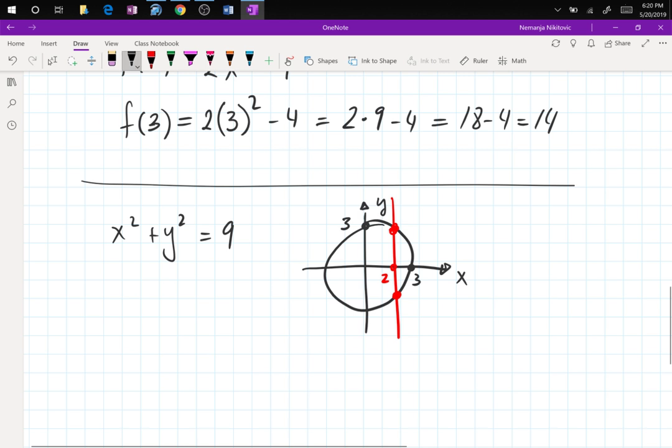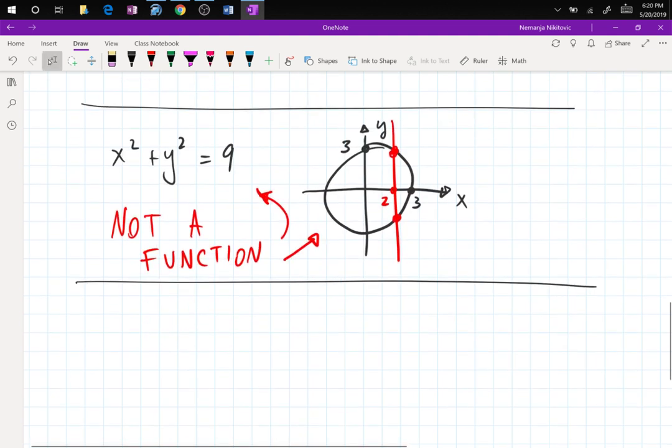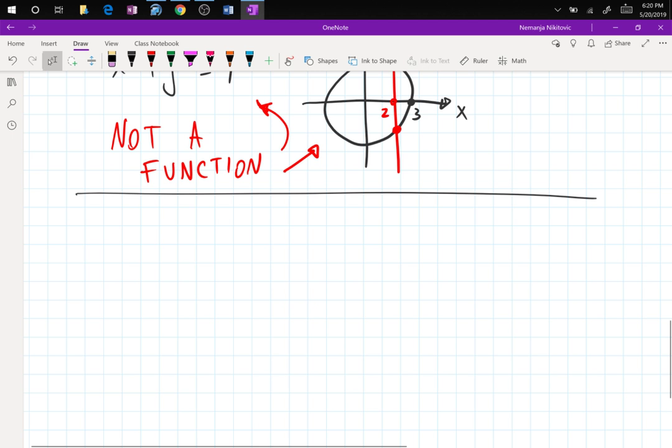I forgot to, let me just write that in blood. Not a function. So it was a relation, right? Yes, it is a relation. Great. So, functions.